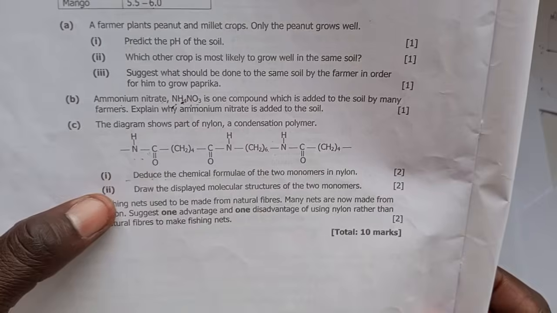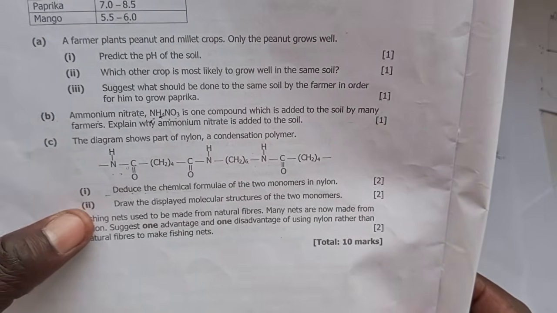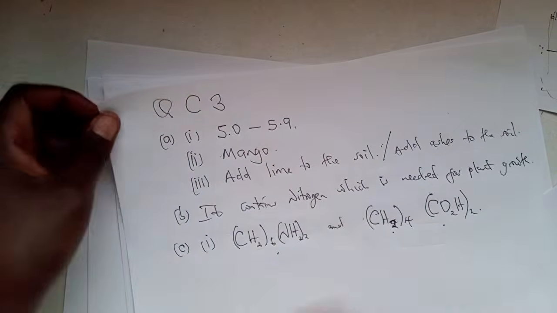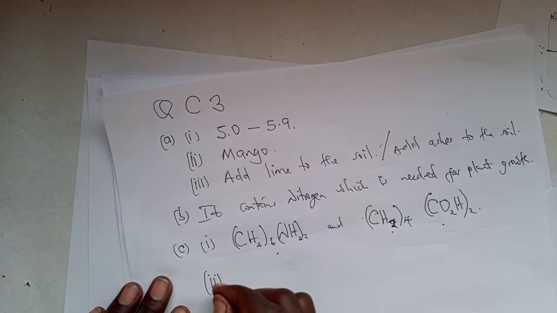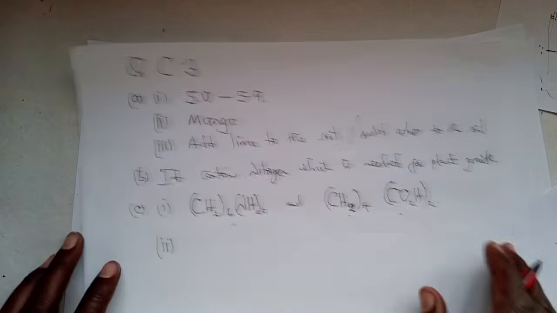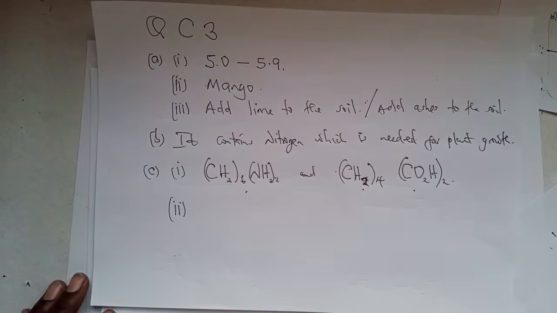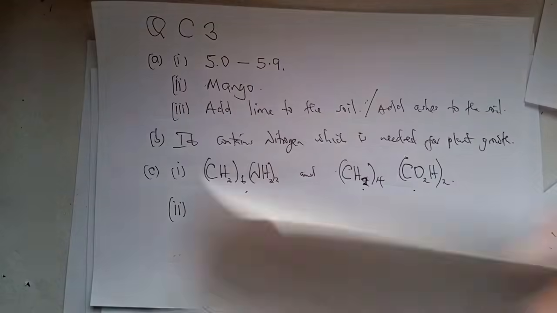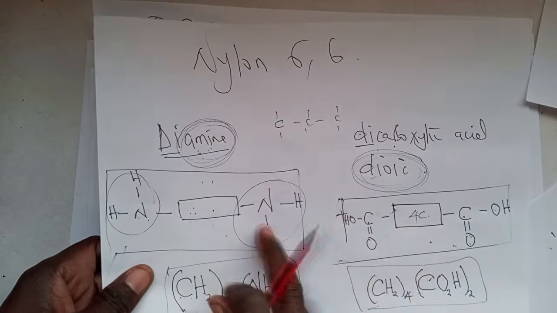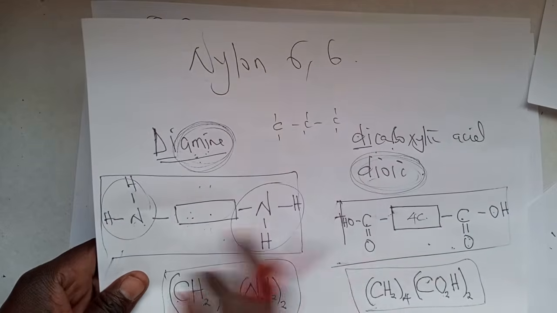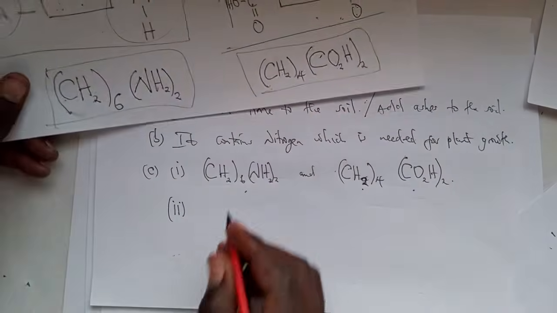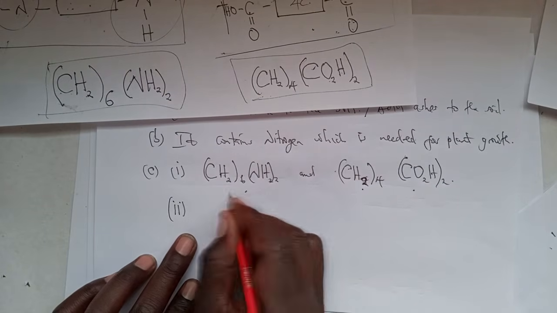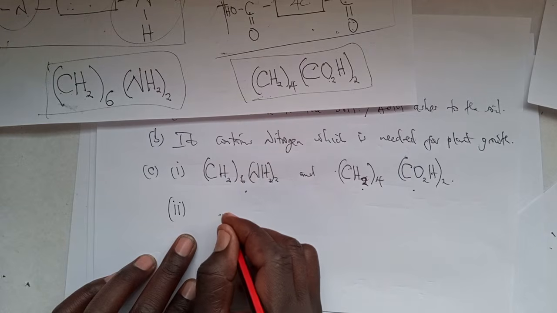We proceed with the question: draw the displayed molecular structures of the 2 monomers. What you need to know is that the displayed formula or structure depends on who taught you first. But the best is this: I would say that you draw this, but maybe ECZ would say no, we want all the carbon atoms and all the hydrogen atoms shown. So for diamine, basically this is the displayed formula.